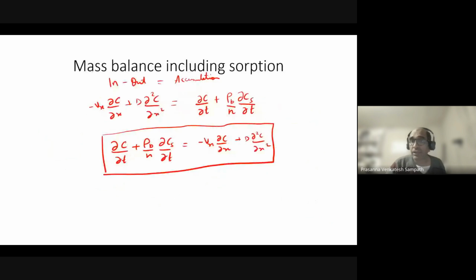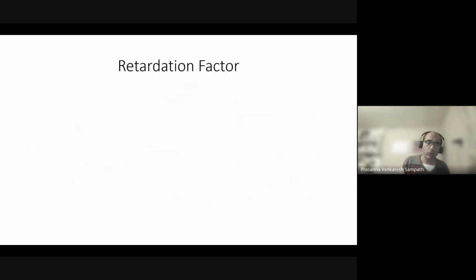Now I'm going to take that back to this equation here. Remember, I had in this equation this expression delta CS by delta t. Can we not replace this with KD times dou C by dou t? That's what we are going to do. Okay, so I'm going to go to this next slide. In that equation, I'm going to write it as dou C by dou t plus rho b by n into KD into dou C by dou t. So this KD into dou C by dou t is nothing but dou CS by dou t, okay, which is what we had in this slide.